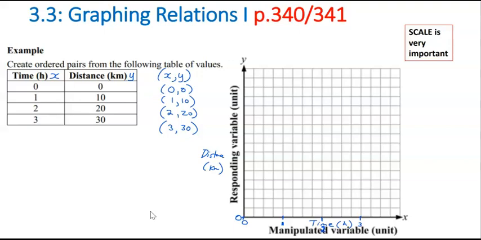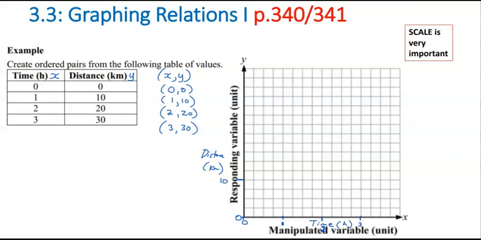So I'm going up by 10, but again, I get to decide how I want to set up the scale. So maybe I will use 4, or maybe I will use 5. It's completely up to me. I'm going to use 4 boxes, 10, coming from 0. I used 4 boxes to represent 10 kilometers.